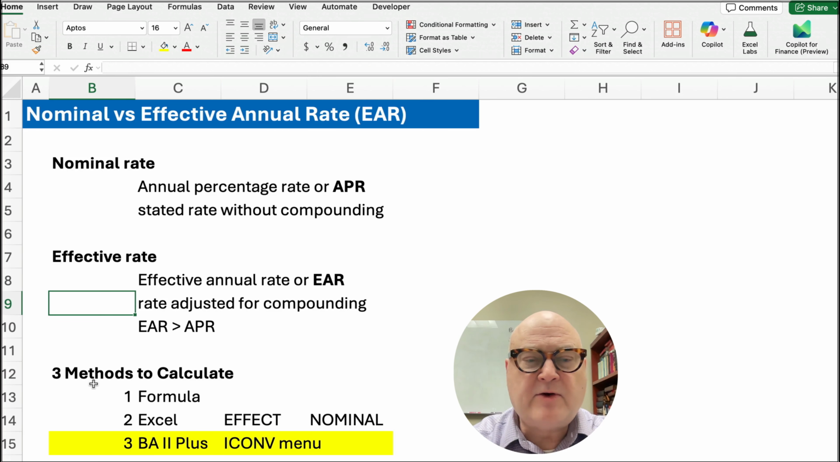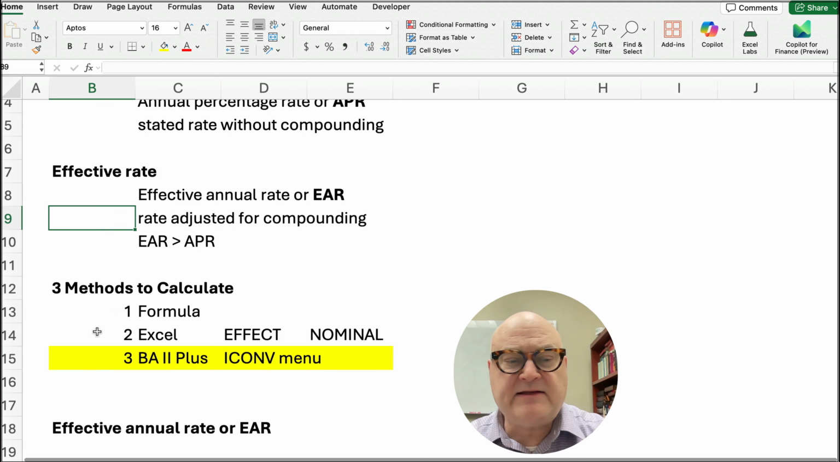Now, the nominal rate is also called the annual percentage rate. So in the loan contract, you would see the APR. It's the stated rate, and it would say how we calculate that, the compounding frequency. And then, based on the compounding frequency, we would have an effective rate. So this is the effective annual rate, or EAR. And so generally, the EAR is higher than the APR, unless there's just one compounding a year and they would be equal.